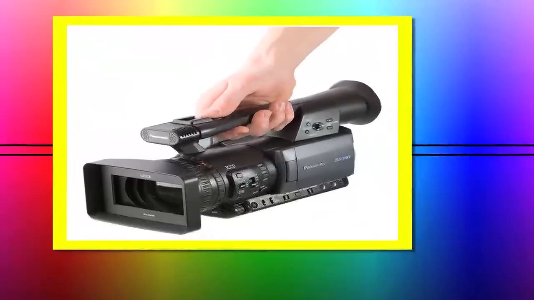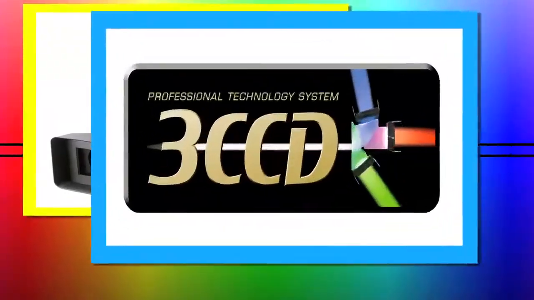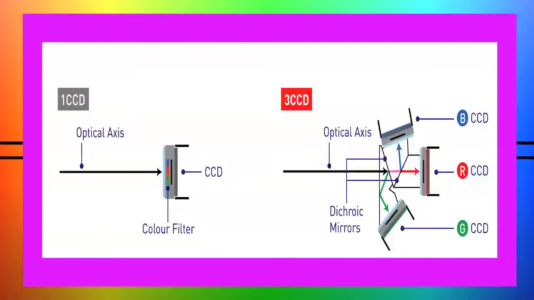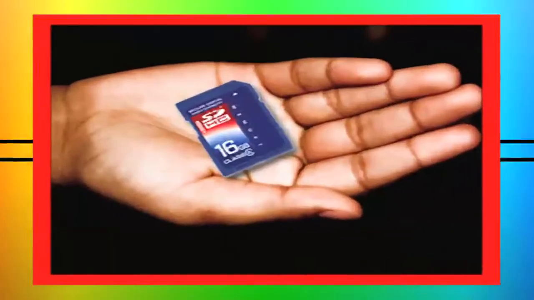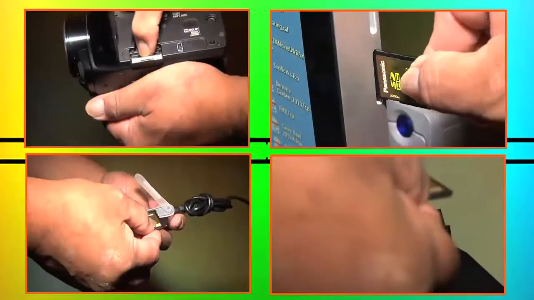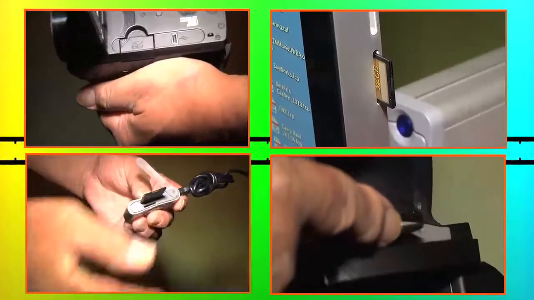Whatever brand of camera you choose, it is recommended to purchase a camera with 3 CCD sensors. These cameras produce a higher quality product. They record on a small, high-capacity postage stamp-sized chip called an SDHC media card. These cards can be easily inserted into your cameras and computer.